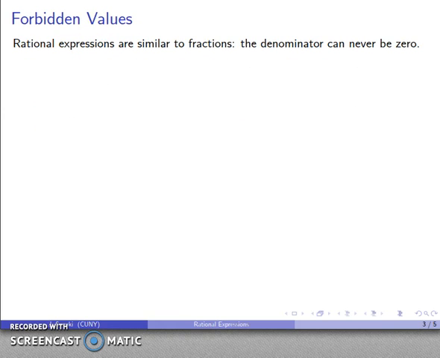Again, algebra is a generalized arithmetic, so it's useful to think about rational expressions as being equivalent to fractions. And if you have a fraction, the one absolute rule that you have from arithmetic is that the denominator can never be equal to zero. This is not ordinarily a problem. If I have a fraction like 3 over 5, 5 is never allowed to be zero, and that's not really a problem.